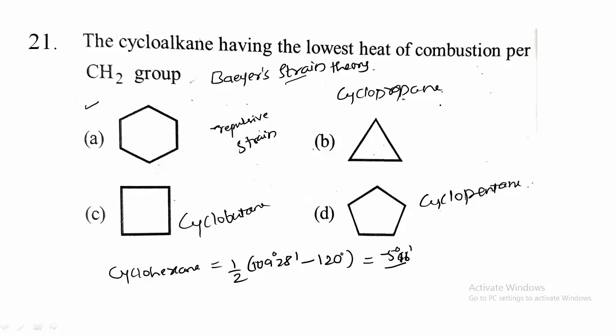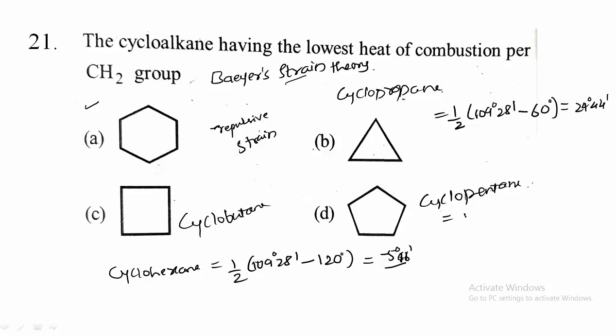Then the second one is cyclopropane. For cyclopropane, the angle of deviation will be obtained as half of 109 degree 28 minutes minus the angle in cyclopropane, which is 60 degree. So how much will we get? 24 degree 44 minutes.